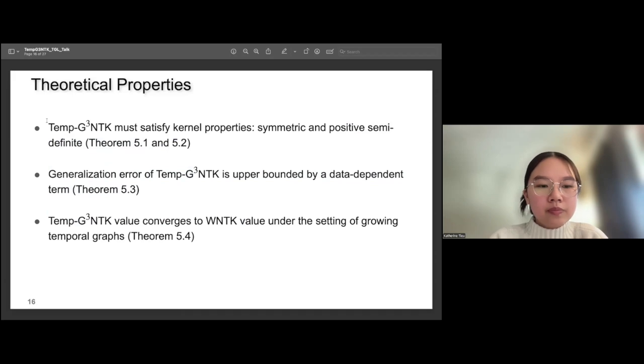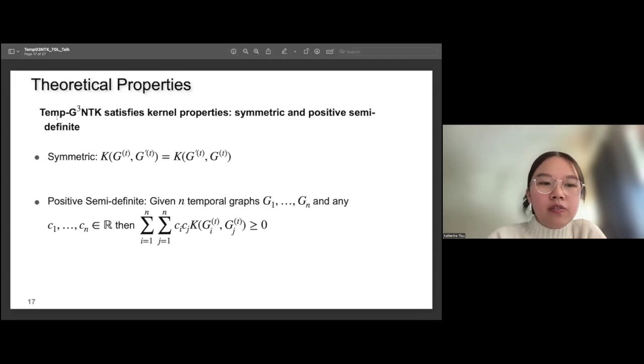And we start by going into the details of these theorems. So first, we prove that Temp-GNTK satisfies the kernel property, which is symmetric and positive semi-definite. So symmetric, the value for G and G prime equals the value for G prime and G. So that's symmetric. And for positive semi-definite, let's say we are given n training temporal graphs and any n real-valued coefficients, then we would like to prove this property. And that would be positive semi-definite. And through these two properties, we have proven that Temp-GNTK satisfies the kernel property.